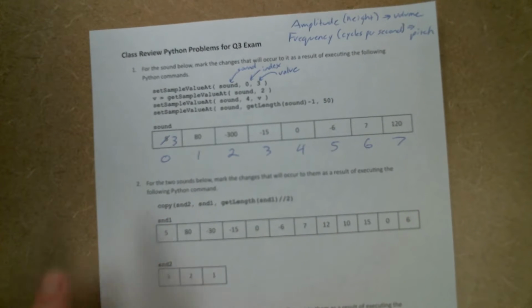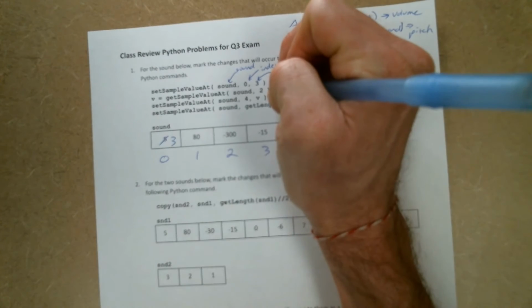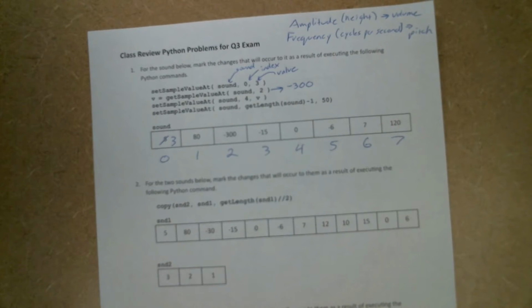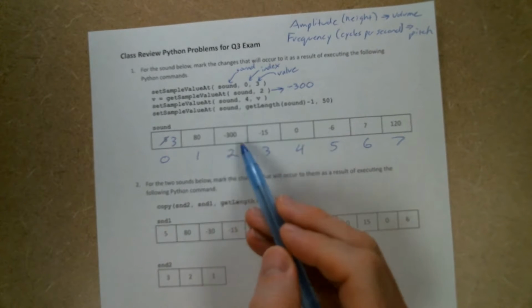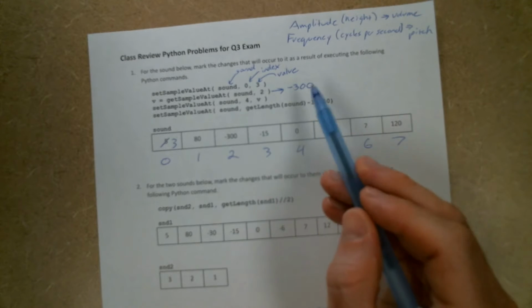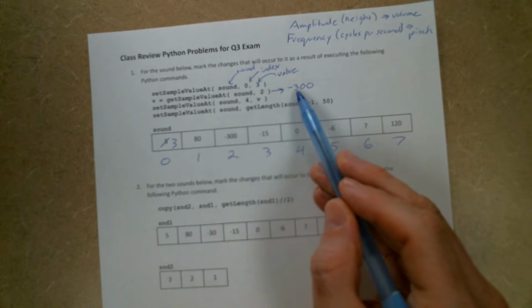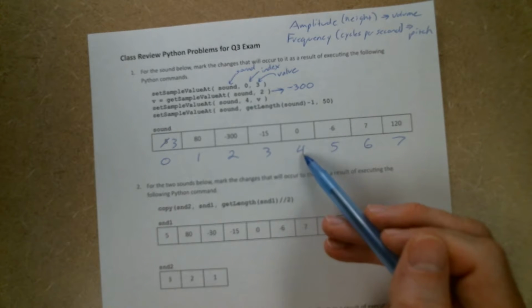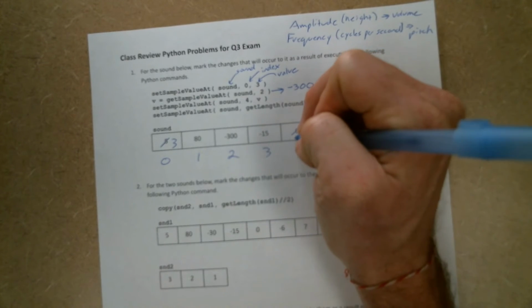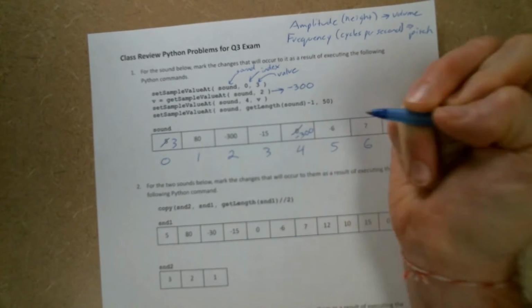All right. Then it says V equals get sample value at sound 2. So that means we're putting a negative 300 into the letter V, because negative 300 is at index 2. Set sample value at 4 to the value in V. Well, we just said that V has a negative 300 in it. 4 is right here. It was previously 0. So now we're changing that to negative 300.